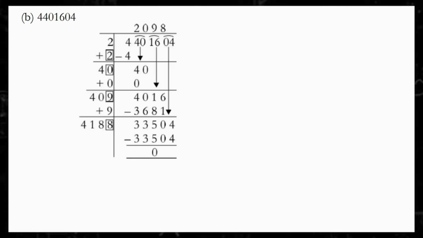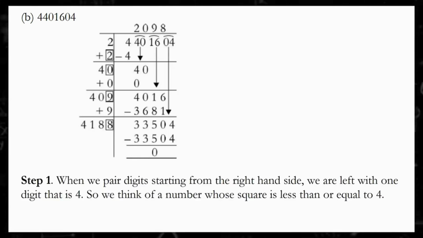44,01,604. This is shown as Step 1. When we pair digits starting from the right hand side, we are left with one digit, that is 4. So we think of a number whose square is less than or equal to 4.